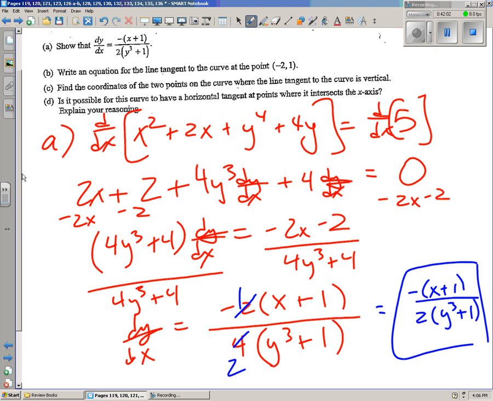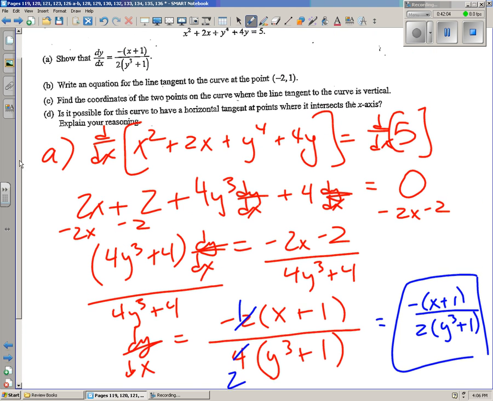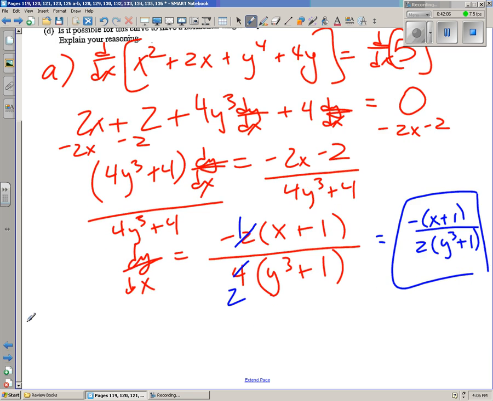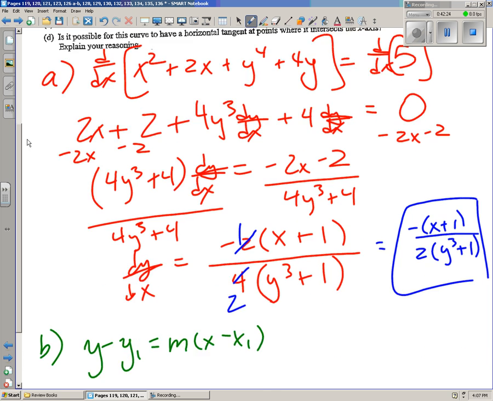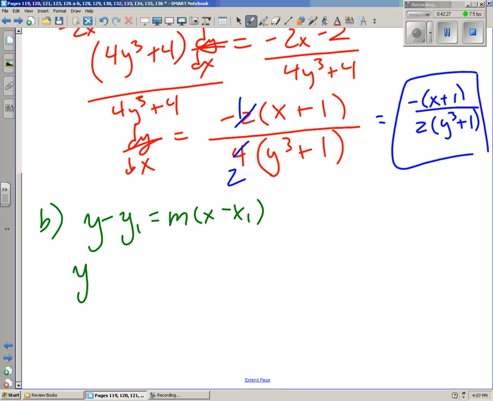There's part A. Part B, write the equation for the line tangent to the curve at negative 2, 1. Lovely question. Well, here's my tangent line formula. You should know it by heart. It should be automatic when you see the equation of a tangent line. They were nice enough to give us both x and y. So we know our point was negative 2, 1. So y minus 1 equals the slope, x plus 2.